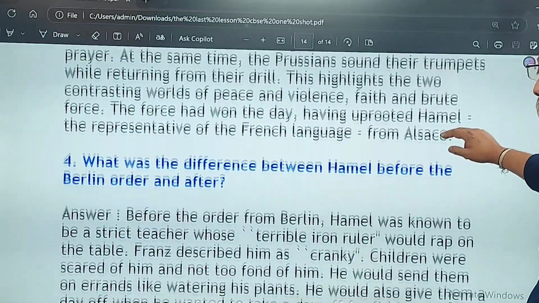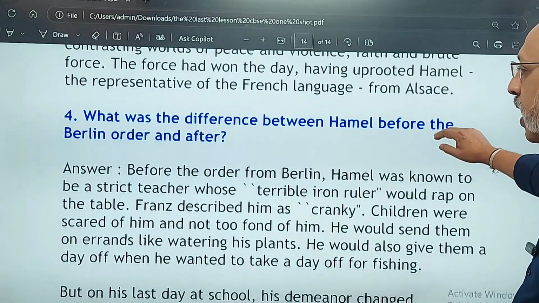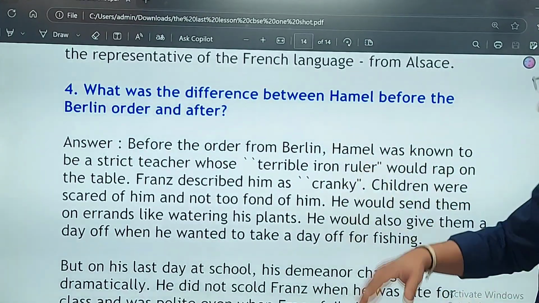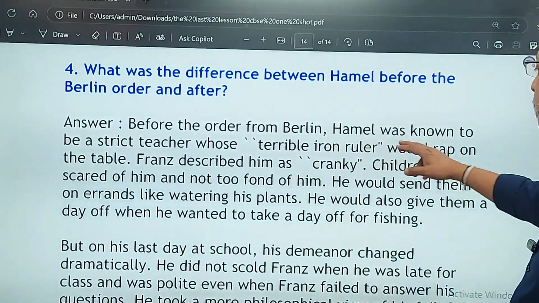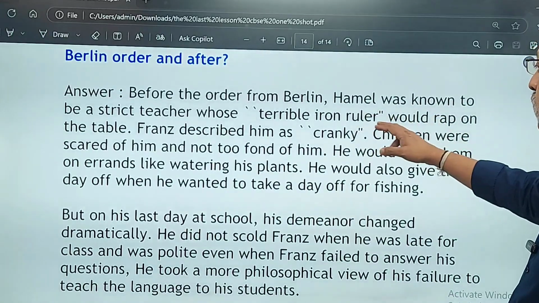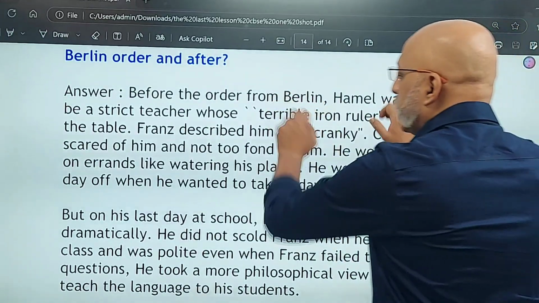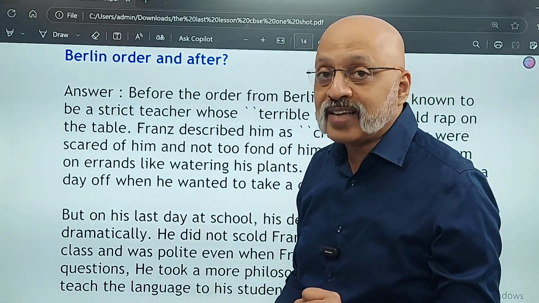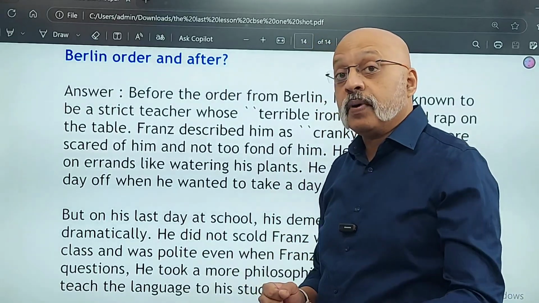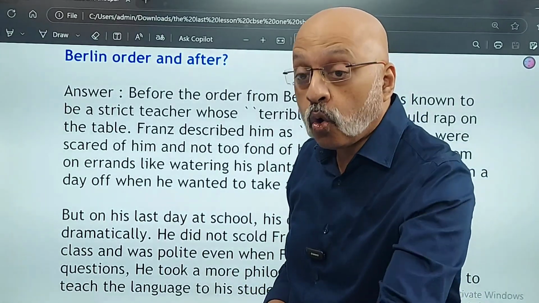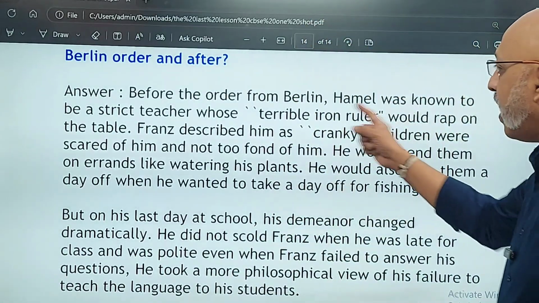Final question. What was the difference between Hamel before the Berlin Order and after? Now, this is more of a recall question. Before the order, Hamel was known to be a strict teacher with a terrible iron ruler. You see, I've put it in quotes. Now, that's to show the examiner that I have read the text so many times that I'm able to remember quotes from the text. Would rap on the table.